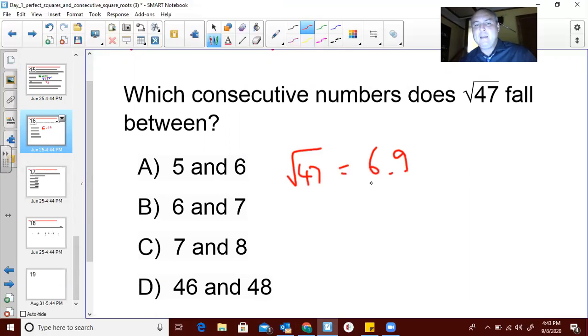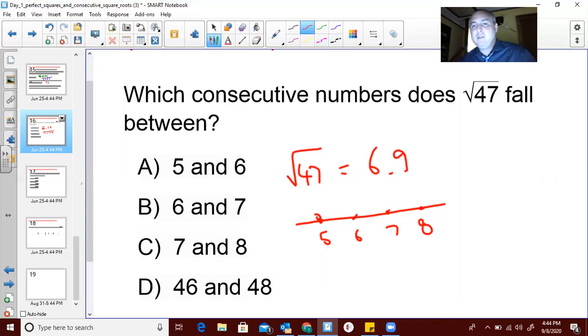And what's that in between? I'm going to put a 5 here, a 6, a 7, and an 8, because those are the most likely answers. Now remember, we have 46 and 48 here. That might trick somebody, but it's not going to trick any of you guys.